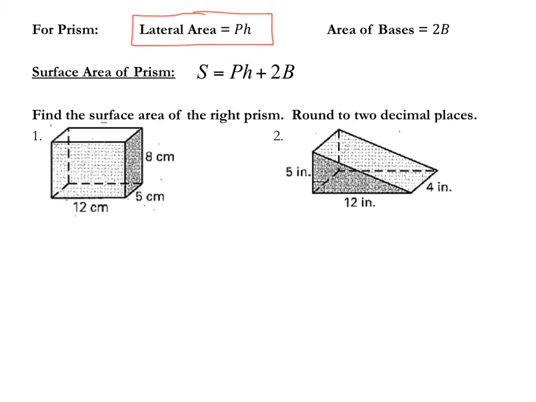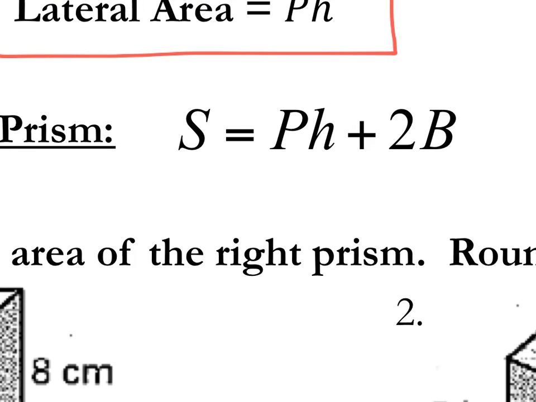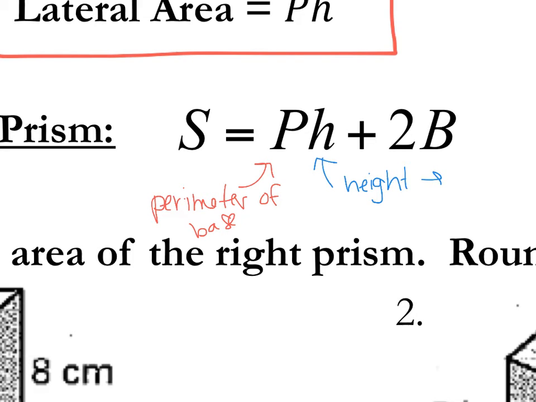So we need to talk about what those letters mean. I'm going to label this. P is the perimeter of the base. H is the height, which I need to give you a different definition for. The height is going to be the line that connects the bases. It's that lateral edge. But that's always where the height will be. It won't always be up and down, so I need you to be very careful about that.